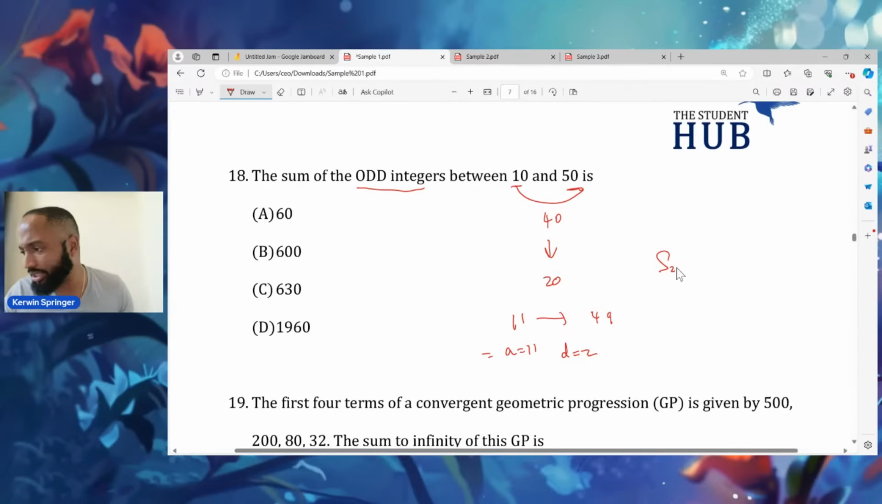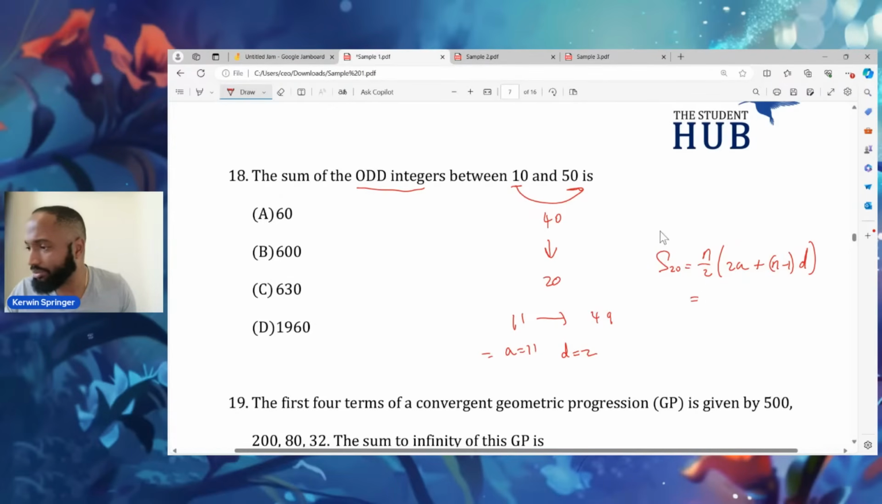Find the sum to the 20th term. What is the formula for S of n again? Why is somebody always giving me this formula in class? Sum of an AP: n over 2 times 2A plus (n minus 1) times D. So yeah, you just plug them in and you roll out. This is the longest way you can do it. There's a first and last method that's a little better.